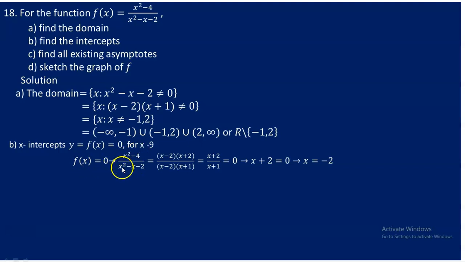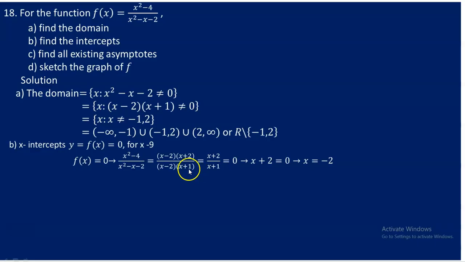So (x squared minus 4) over (x squared minus x minus 2) can be factored as you see: (x minus 2)(x plus 2) over (x minus 2)(x plus 1), because x squared minus 4 is the same as (x minus 2) times (x plus 2), and x squared minus x minus 2 is (x minus 2) times (x plus 1). So now look, x minus 2 can be cancelled by x minus 2, and this is the same as (x plus 2) over (x plus 1).